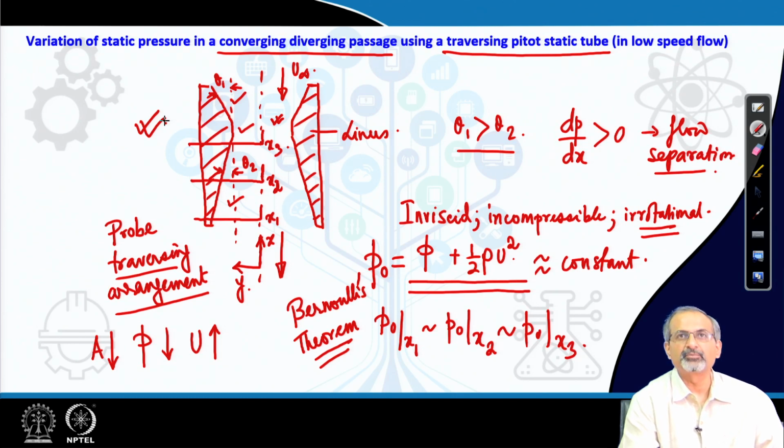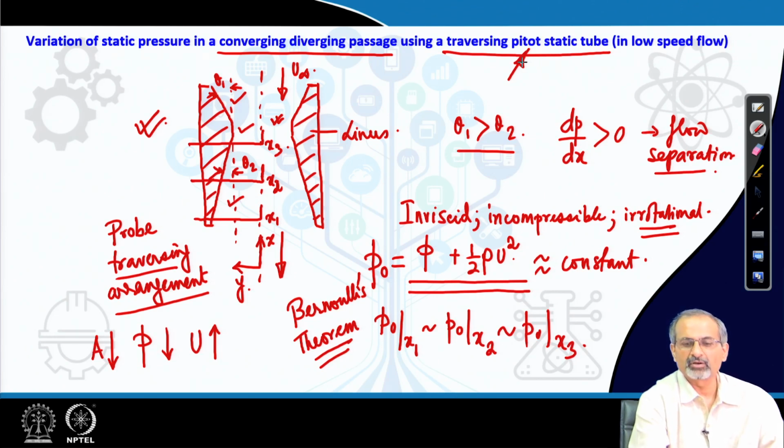This is a typical problem in which you can make use of a pitot-static tube, make it traverse, move from one point to the other through a converging diverging passage or a venturi tube in a low speed wind tunnel, and thereby do these kind of experiments and test.